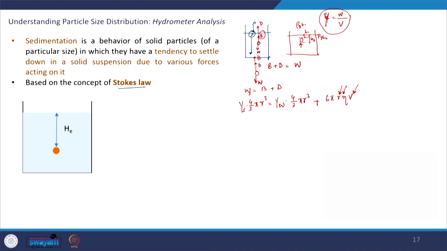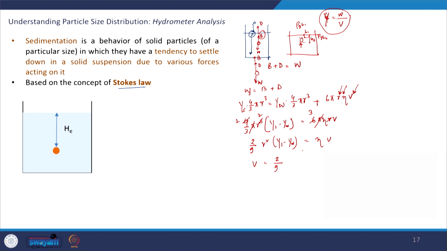So I hope that these terminologies are now clear to you. If we rearrange this, we get 4 by 3 pi r cube into gamma S minus gamma W equals 6 pi eta r into V. If we do some calculations here, we can write 2 by 9 r square, because one r from here will get cancelled. So r square into gamma S minus gamma W, pi will also get cancelled, becomes equal to eta into V, or V is basically equal to 2 by 9 r square.